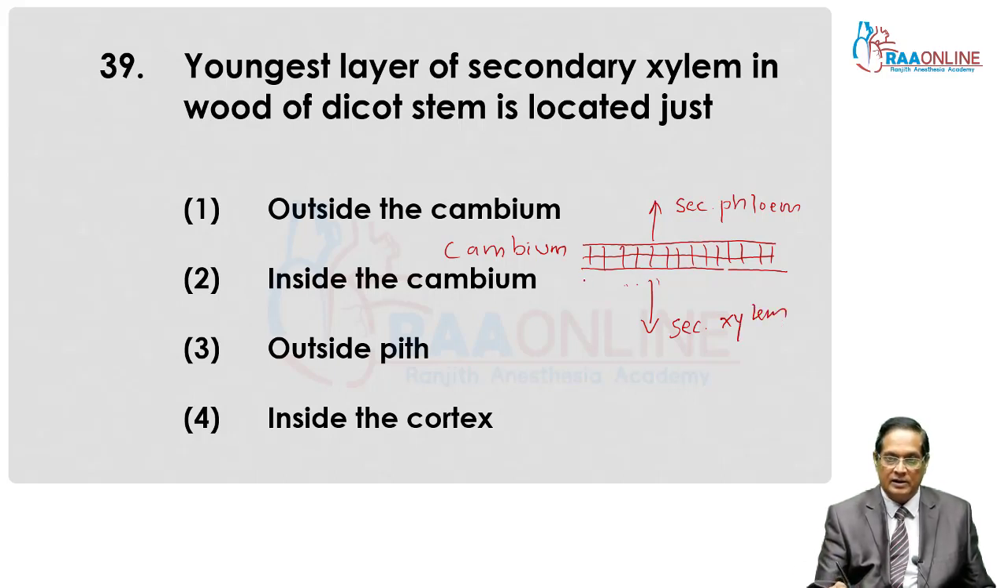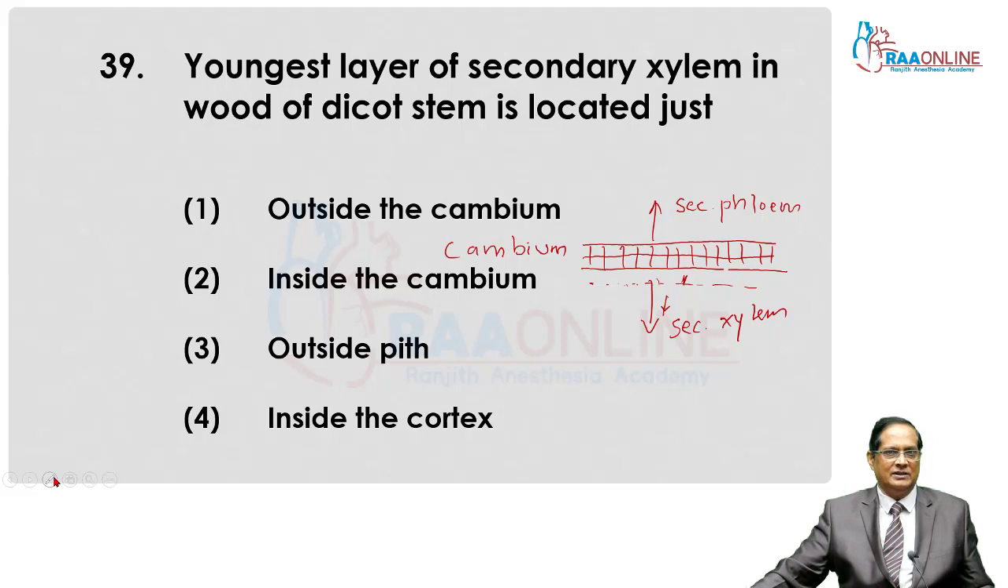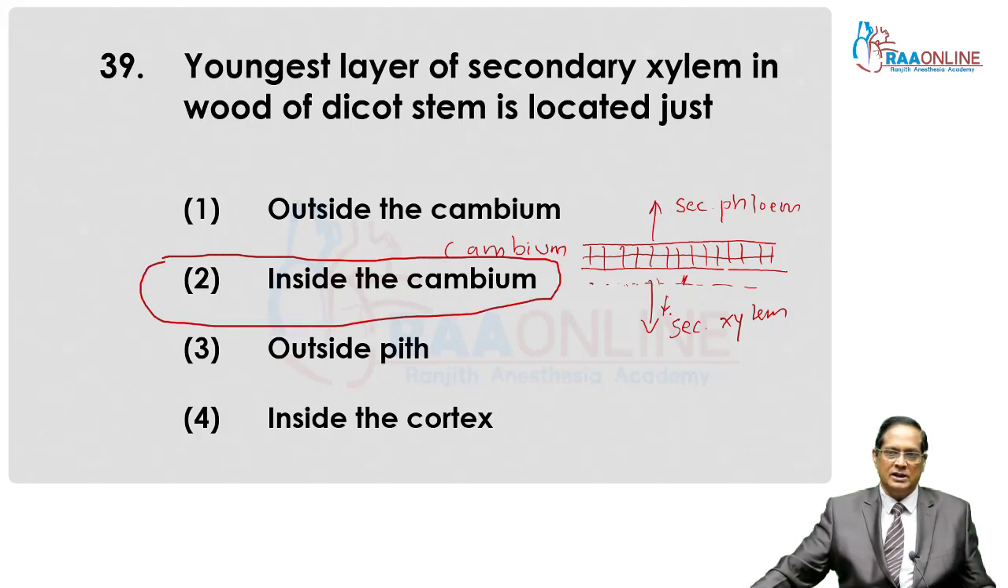Naturally, the cells of cambium are in a state of division and they form new tissue, and the older one moves towards the center, while the new one is adjacent to the cambium. So it is just inside the cambium. That is the youngest layer of secondary xylem, and that's the oldest one towards the center.